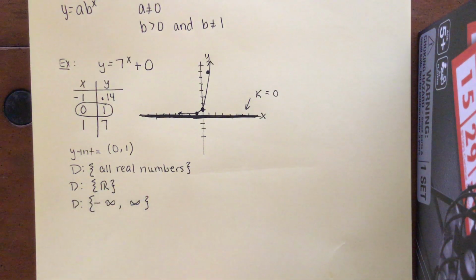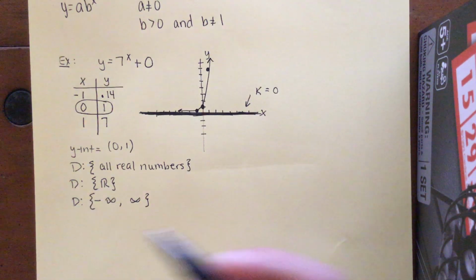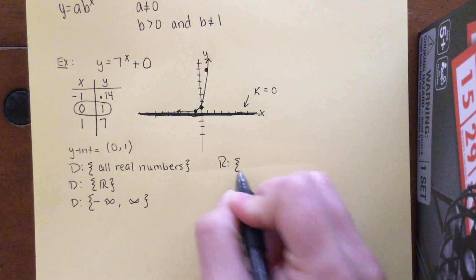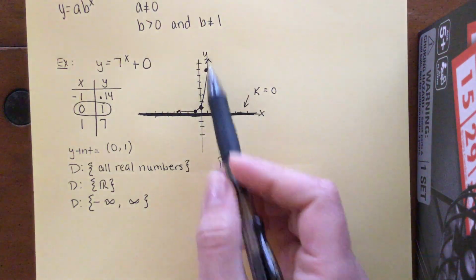So I tell my students fancy R is good enough for me. Negative infinity, positive infinity works as well. So that's how you state your domain. Your range talks about your y values. What y values satisfy this equation?